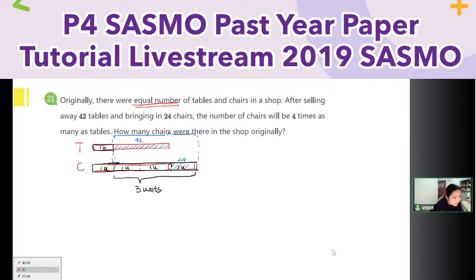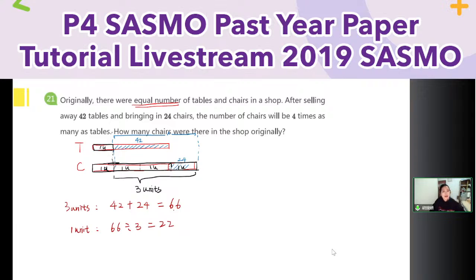So we can add up. Okay, it's 42 and then 24. It is 3 units. Okay, and then 42 plus 24 is 66. And we can find out 1 unit will be 66 divided by 3, which is 22. And let's see what the question is asking. The question asks how many chairs were there in the shop originally.